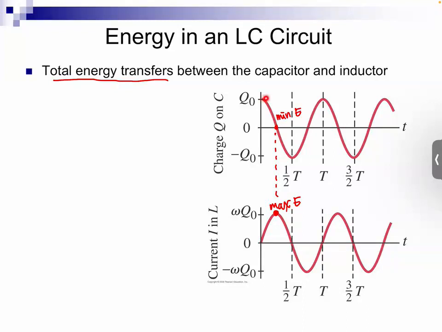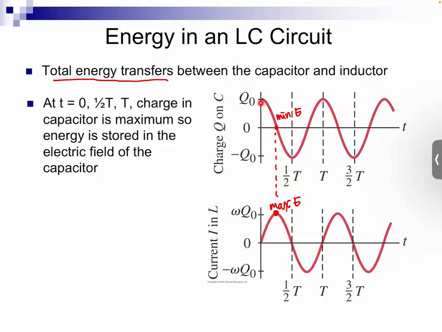And if you follow this graph, you will see that there is oscillation between the energy stored in the capacitor and the energy stored in the inductor. Okay, at time t equals 0, 1/2 the period, and at time equals the period, you can see maximum energy being stored in your capacitor plates. At those times, your inductor doesn't have energy.